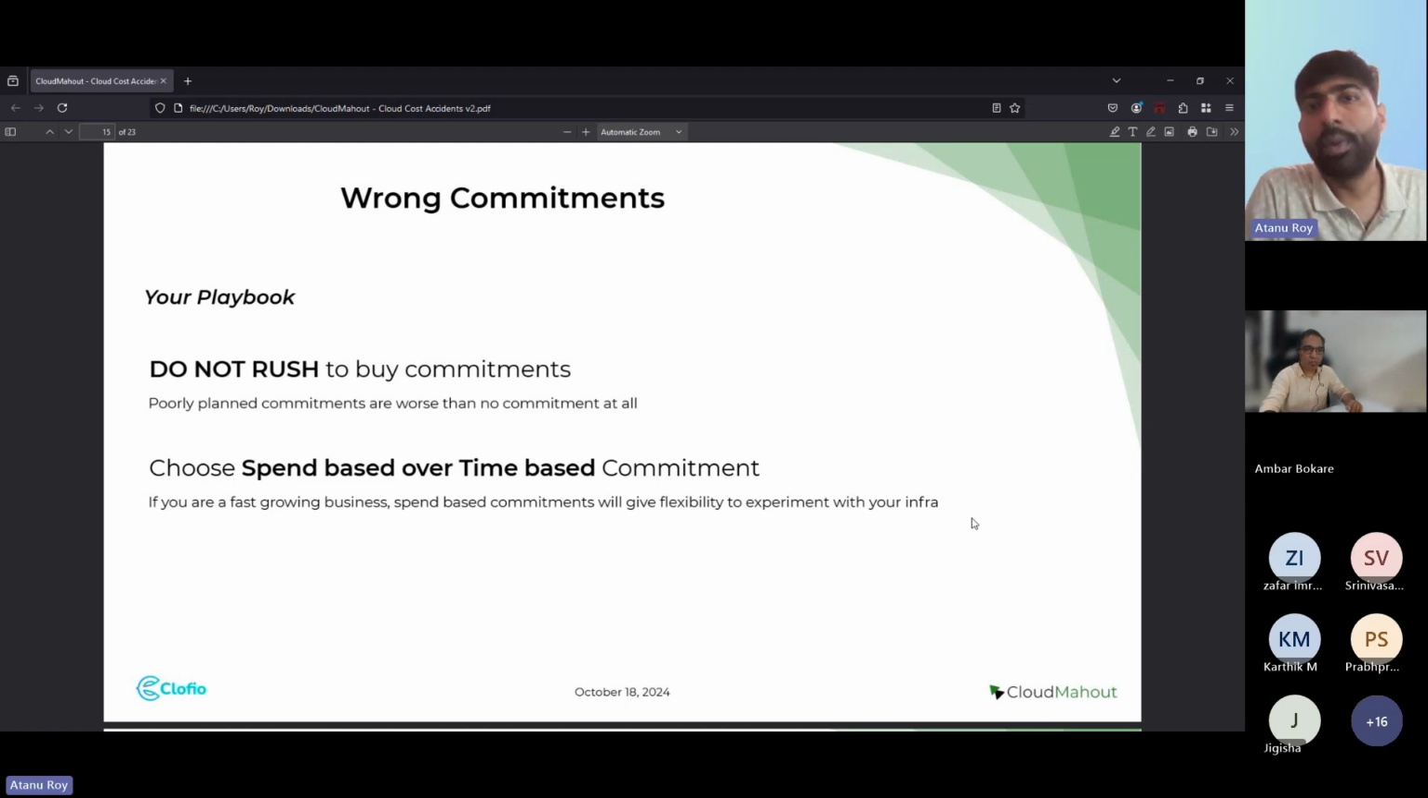That's part one. Second part: for all the cloud platforms, GCP, AWS, Azure, there is another way of committing, which is spend-based commitment, right? Where you do not lock into a specific type of infrastructure, rather you commit on a number of dollars, right? This is a far better way of committing if you are a fast-growing startup, right?